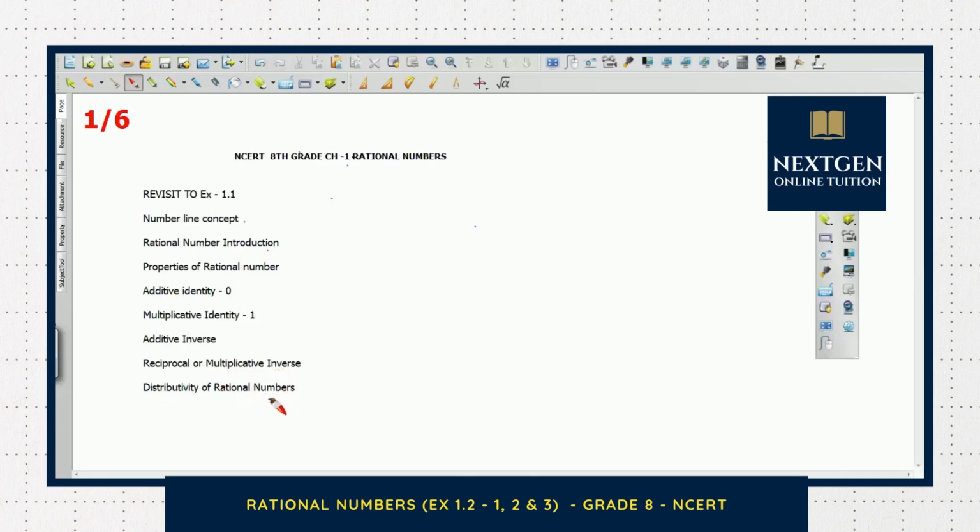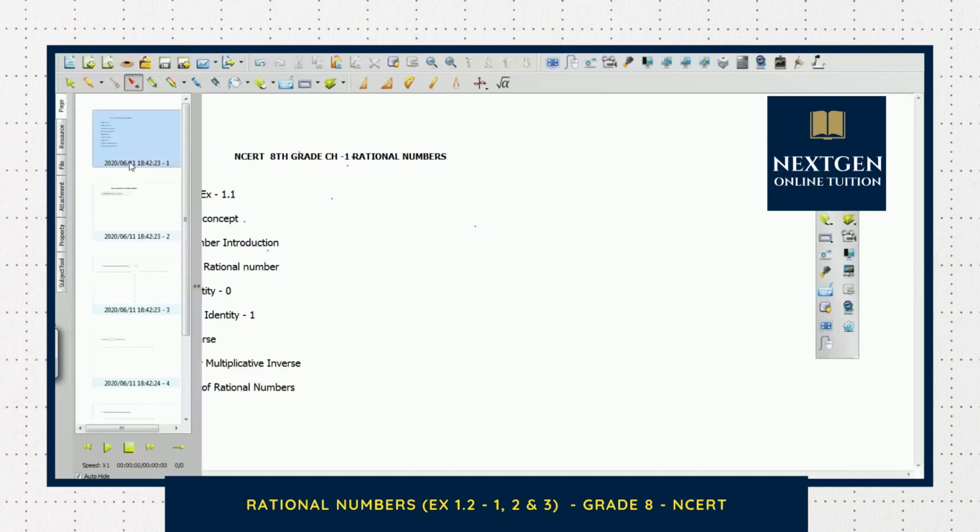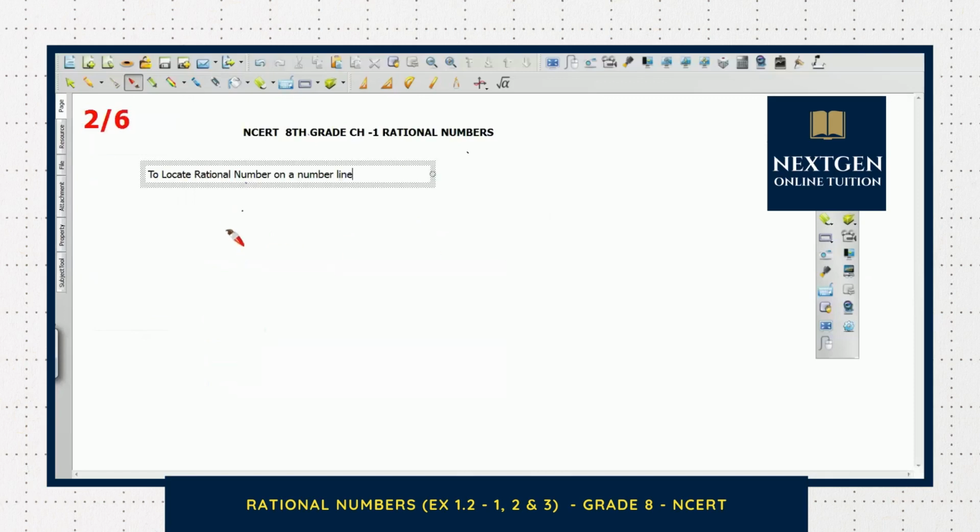Distributivity of rational numbers. So we have worked out certain problems also. You can refer to my previous videos to have a clear view. So this is our second exercise, NCERT 8th grade, first chapter, rational numbers chapter. Locating a rational number on a number line is in our second exercise, 1.2.